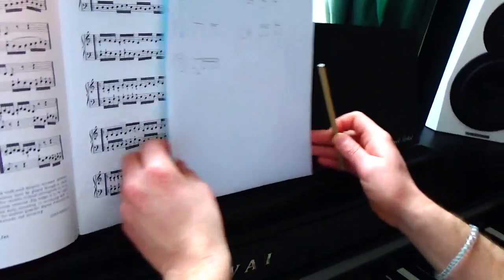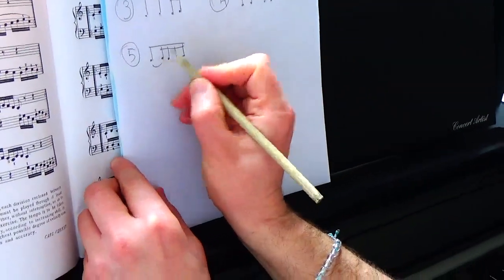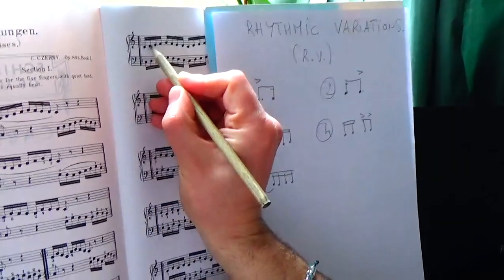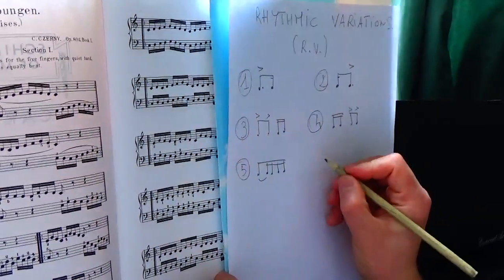What happened now in the number 6? Quite fascinating. The long note has to be moved. Now the long note will become the second. It's not anymore the first. And we write it in this way.